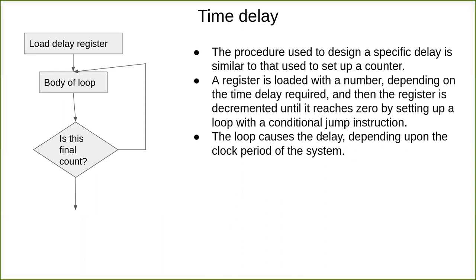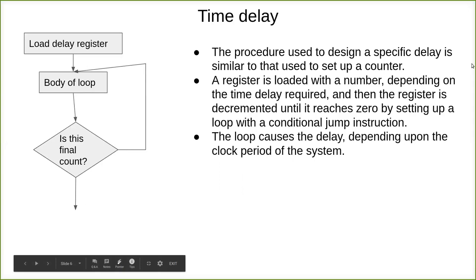Before moving towards the usage of counters with a single register or a register pair, you will see time delay, because these two together form the magic. So how to set a time delay? Load the delay register. For that also we can use the registers and the body of the loop. Is this the final count? It's similar to our counters. Has it reached the final count? No means it goes into the body of the loop and does it again. Yes means it comes out of the loop.